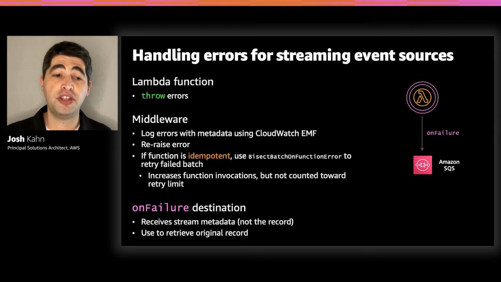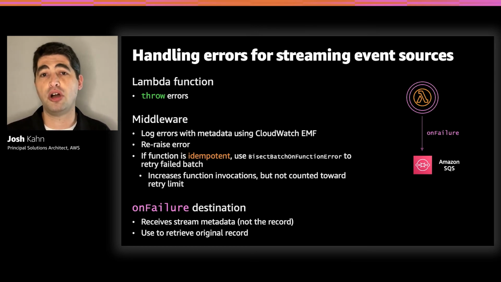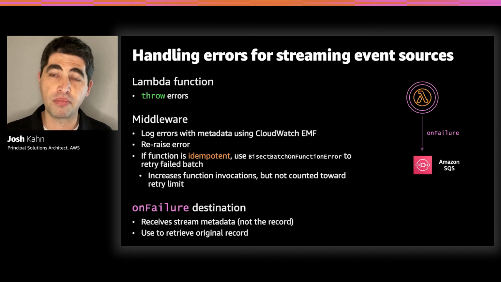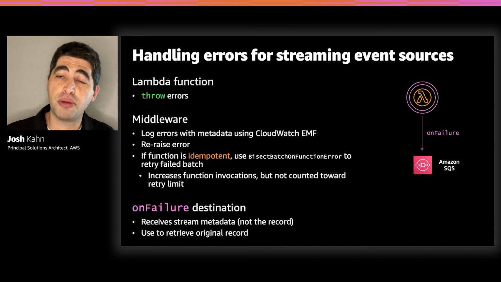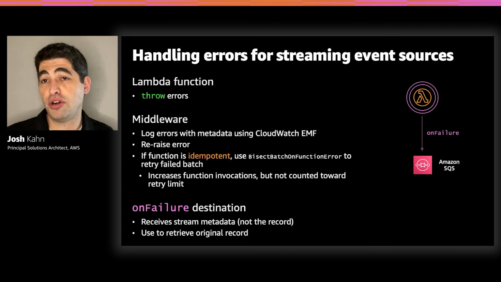The handling in this case is very similar to our asynchronous invocation. We're going to throw errors, we're going to catch them in the middleware, log them, and re-raise the error. We also have access to Lambda Destinations here. So we're going to send any failing message to an on-failure destination. But there's two things that are important to note here. First, your on-failure destinations can only be an SQS queue or an SNS topic in this case.